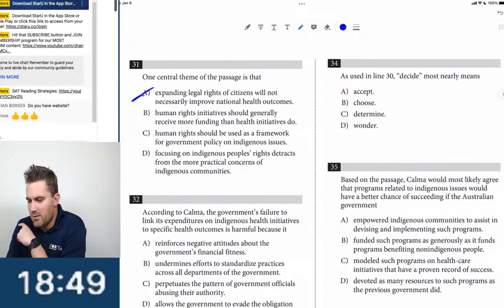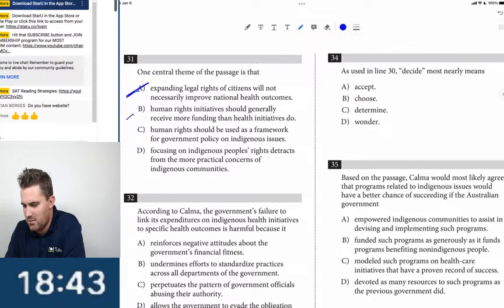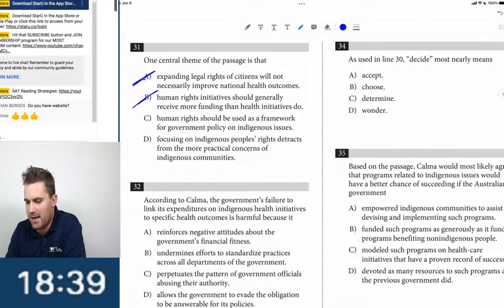Expanding legal rights. Thumbs up, guys. Again, thumbs up if that makes sense. I don't think it's A. Human rights should generally receive more funding. No, the more funding thing was kind of a back burner. Human rights should be used as a framework for policy. Maybe that's in the last.